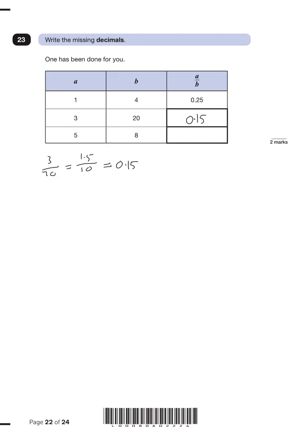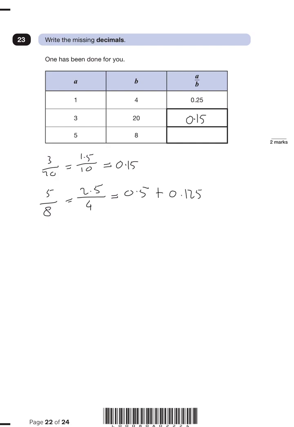Next one, 5 over 8. I can do an eighth times 5, which is 0.125 times 5, but I'm going to halve it to make the calculation a bit easier. So I'm doing 2.5 over 4. 2 quarters is a half, or 0.5. Half a quarter is half of 0.25, which is 0.125, which is also an eighth.